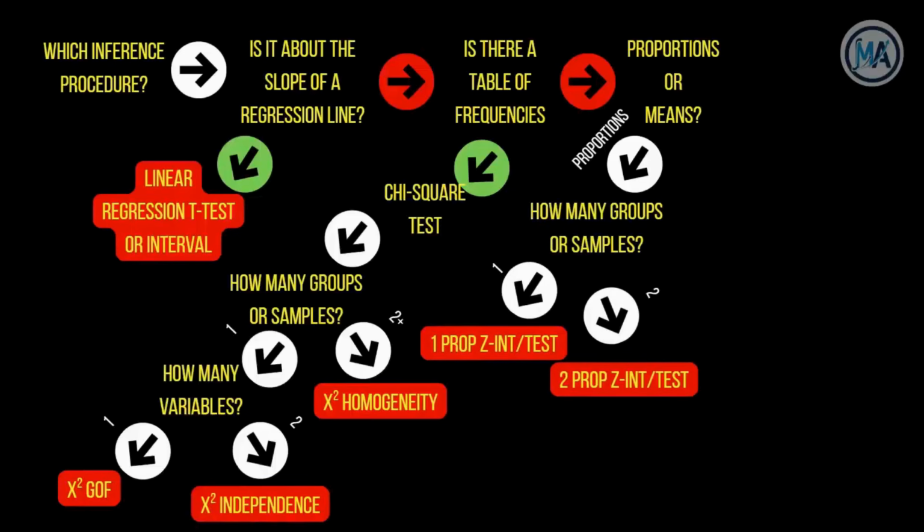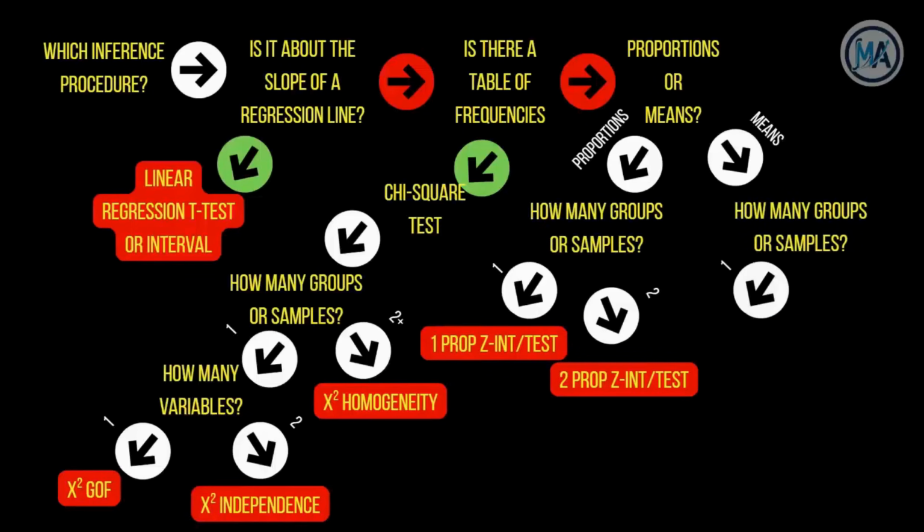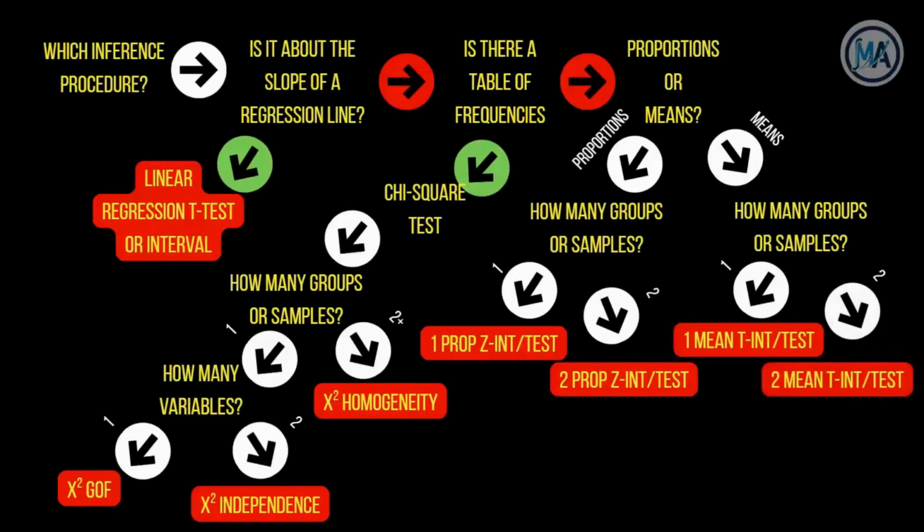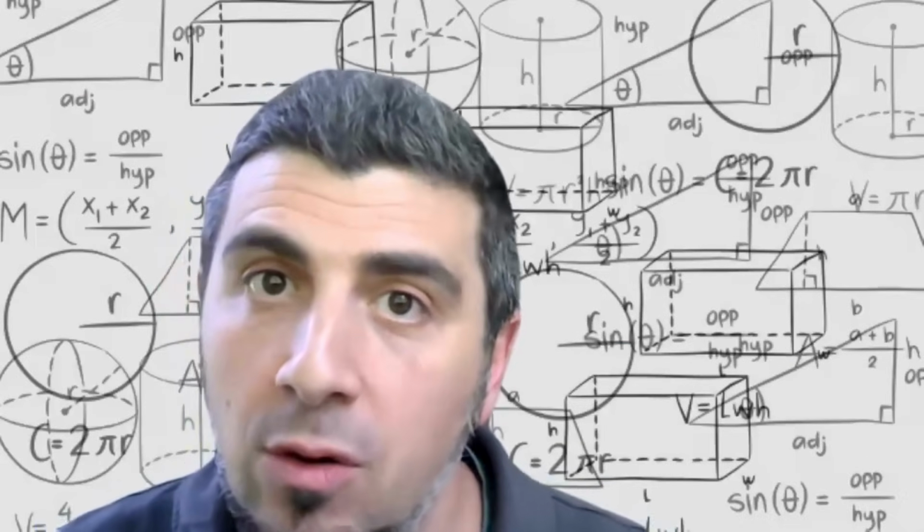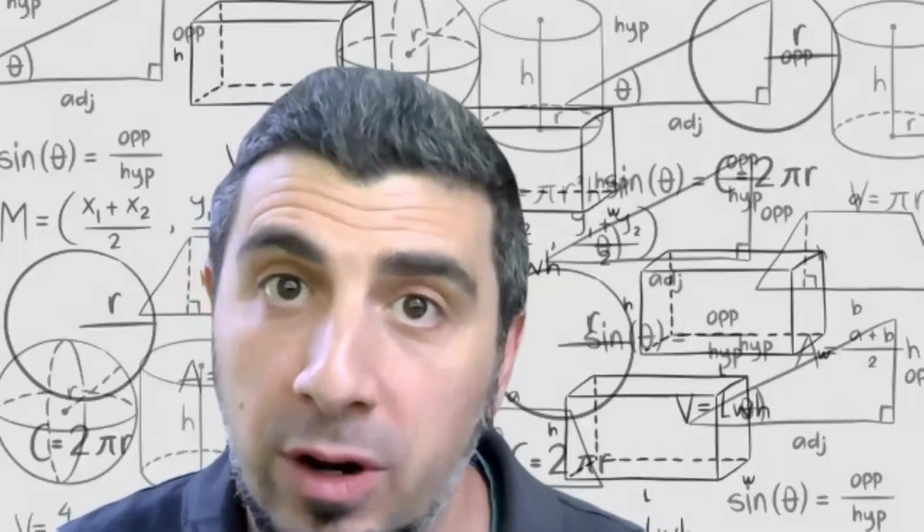If it's not proportions, but it's means, then you ask yourself, how many groups or samples? Again, if it's just one, then you know it's going to be a 1 mean t interval or test. And if it's two samples or groups, then you know it's going to be a 2 sample mean t test or t interval. Well, that's it. Just those couple of quick questions, and you know which inference procedure to follow. Don't overthink it on the test.